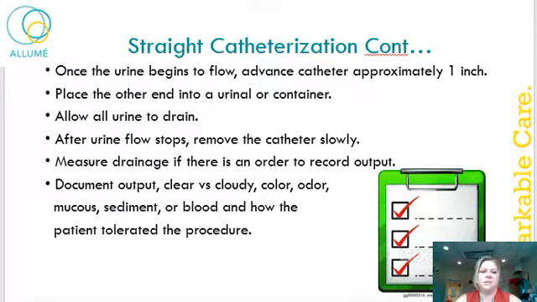Once the urine begins to flow, advance the catheter approximately 1 inch. Place the other end into a urinal or a container. Allow all urine to drain. After the urine flow stops, remove the catheter slowly. Measure drainage if there is an order to record output.